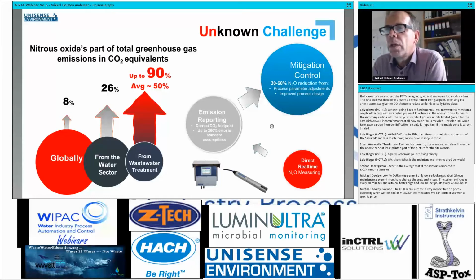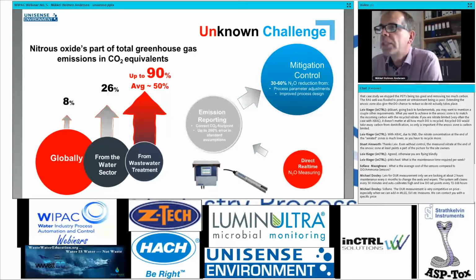So the process sensor that we made is an electrochemical sensor that automatically measures in real time the nitrous oxide dissolved in the liquid. But more than that, we can also calculate the emission that is made to the atmosphere, as long as we know the aeration system and the aeration volume that goes through the process. So we can do real-time CO2 reporting, and finally, we can provide data for smart mitigation controls, where we can reduce from 30 up to 60% of the nitrous oxide.